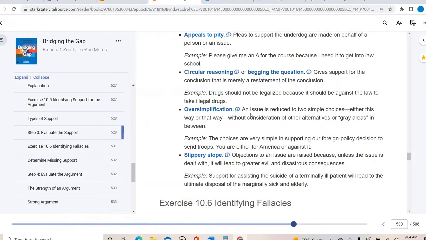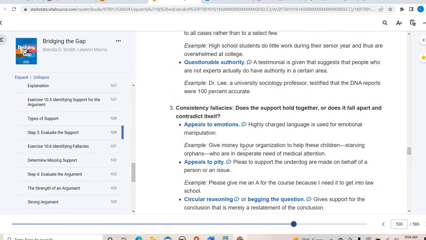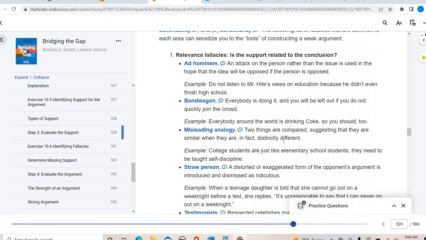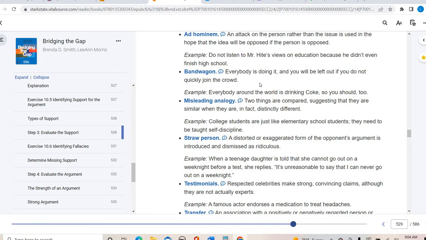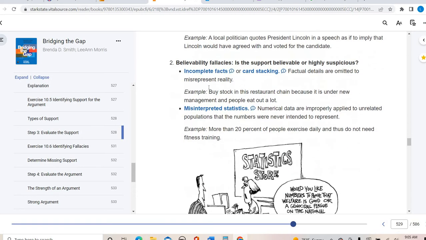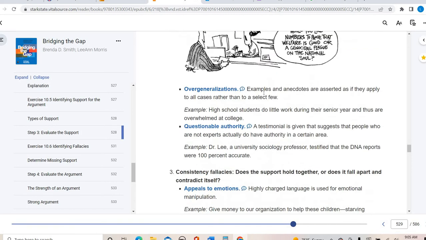If we take a look, there are a bunch of fallacies. Look at all of these. These are all fallacy examples. For instance, a fallacy example might be bandwagon, saying that everyone is doing this, and so you should do it too. That's a fallacy because clearly not everyone is doing that. There's also misinterpreted statistics. Sometimes people can twist statistics to come out in their favor. That's a fallacy.